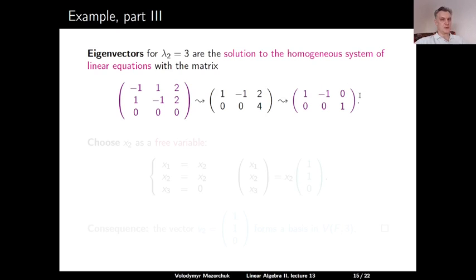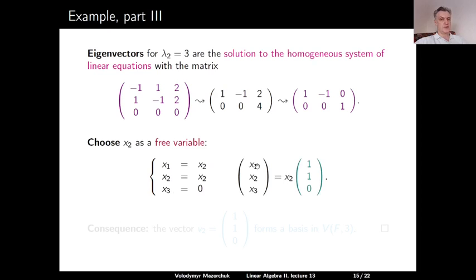This is a row echelon form with leading elements in columns 1 and 3. So we choose x2 as a free variable. From the first row we have the equation x1 is equal to x2. For the free variable x2 we have the equation x2 is equal to x2. And from the second row, we have x3 is equal to 0.